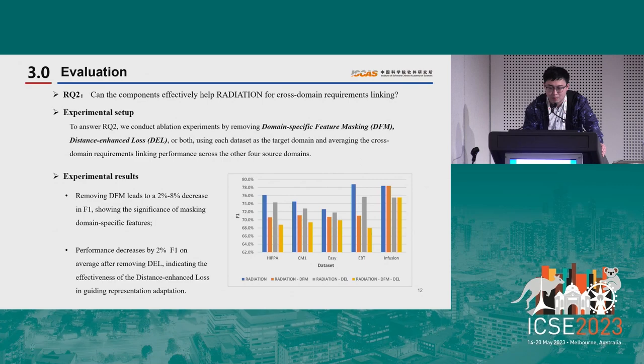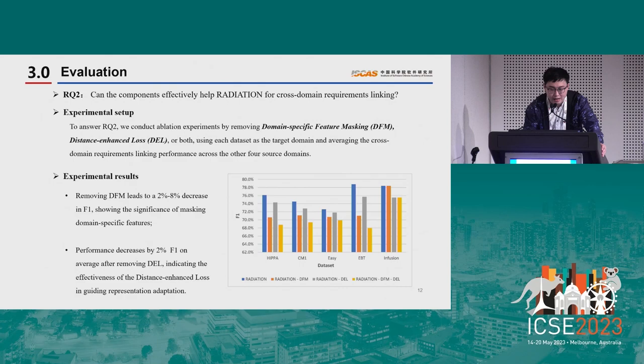We conduct ablation experiments by removing the domain-specific feature masking component, the distance enhanced loss component, or both. The results show that removing DFM leads to a 2% to 8% decrease in F1, showing the significance of masking domain-specific features. And performance decreased by 2% F1 on average after removing DEL, indicating the effectiveness of distance enhanced loss in guiding representation adaptation.